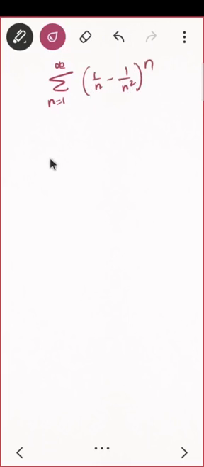One more famous one, maybe summation n equal to 1 to infinity, (1 upon n minus 1 upon n square) raised to n. Which test? Perfect. Yes.